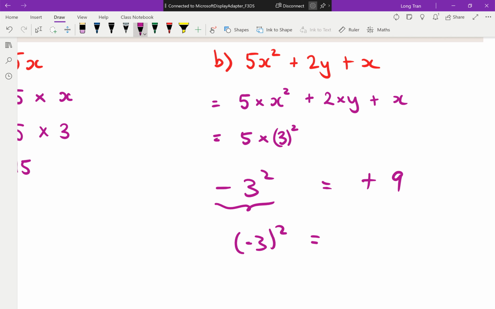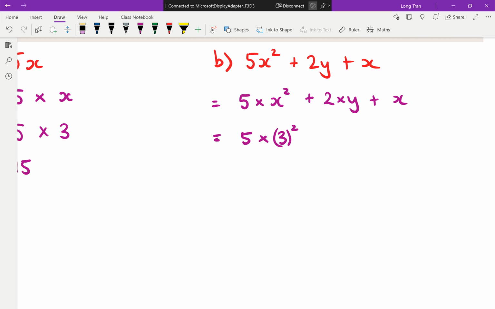So negative 3 squared would mean negative 3 times negative 3. That's why they say it's positive 9. But I didn't put brackets there. So brackets are very important. Make sure to get in the habit of putting in the brackets every time you're squaring. So I'm putting in the brackets here.